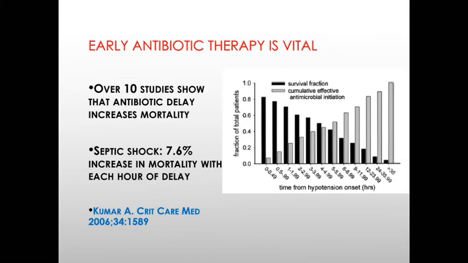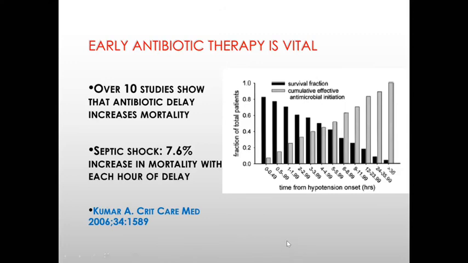So you may have seen this diagram before from Kumar's article. What he did was he looked at a huge number of patients from medical insurance companies. He got this data, and he looked for situations for how long the delay was between a positive blood culture in a hypotensive patient and the administration of an appropriate antibiotic. And what he was able to show was that there was a very clear correlation between survival rate and the time it took to give the appropriate antibiotic.